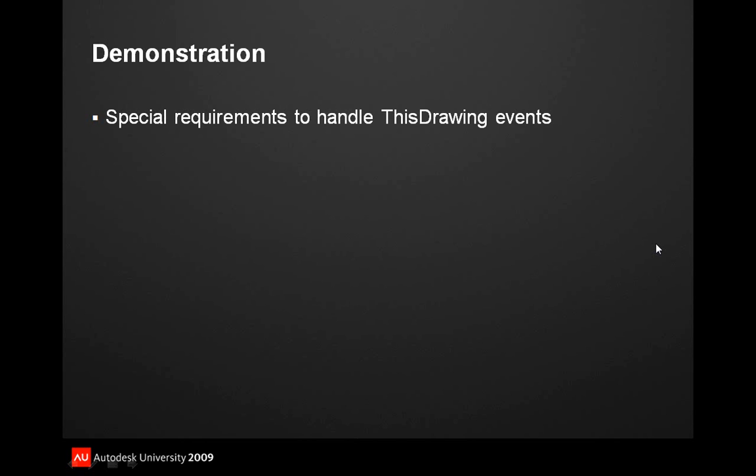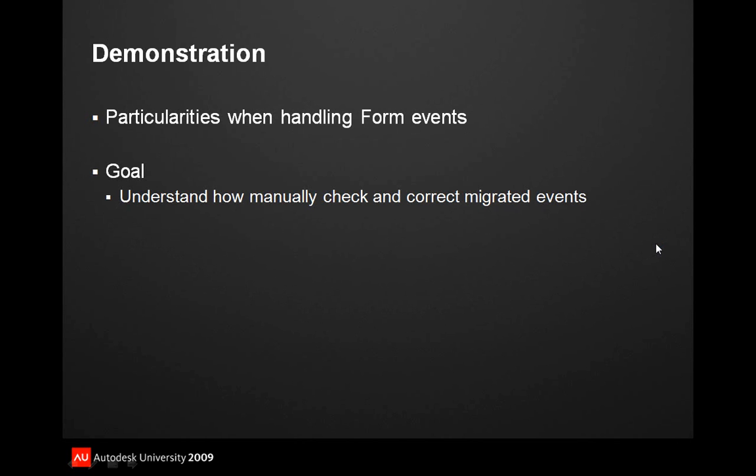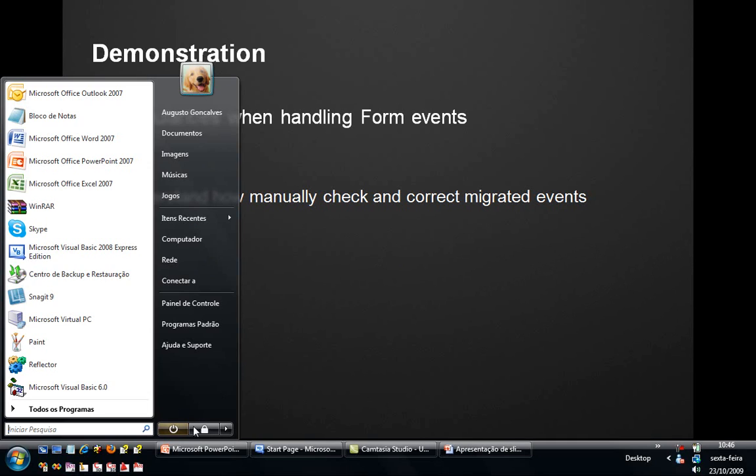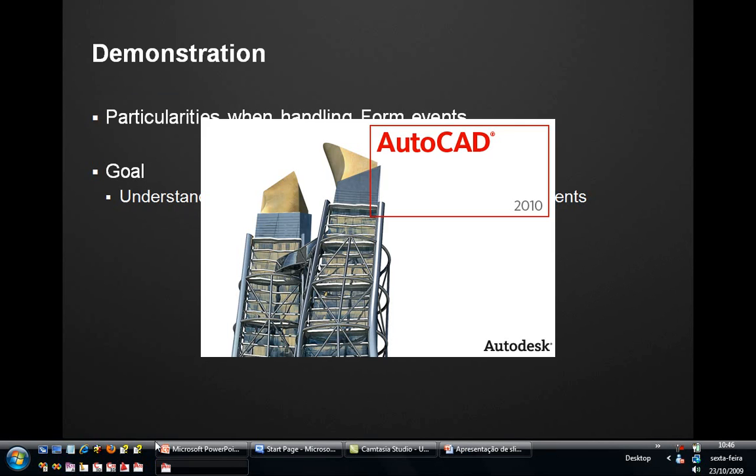Back to the presentation. Let's go to our final demonstration, which is some special requirements when handling form events. The goal here is to understand how to manually check and correct migrated events. We did that for this drawing variable, but we also need to make some changes for the form events. So let's start AutoCAD.